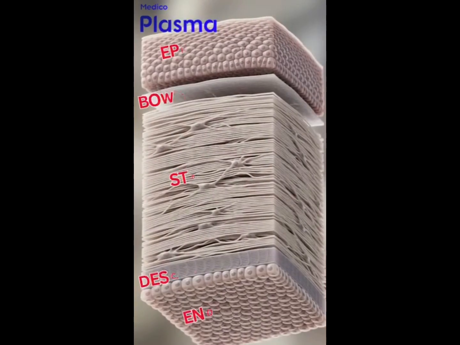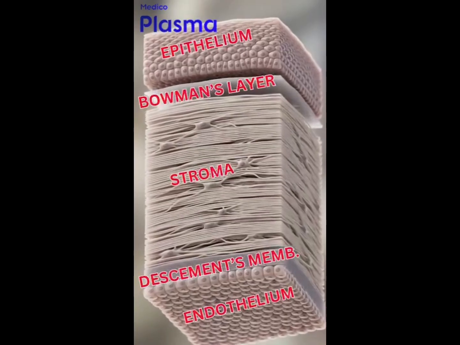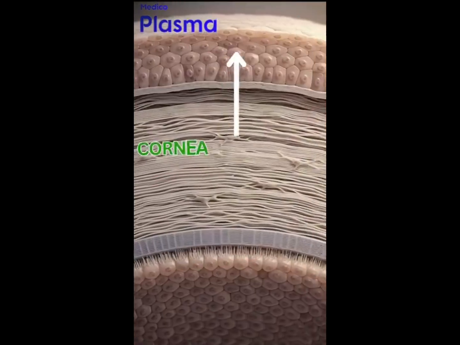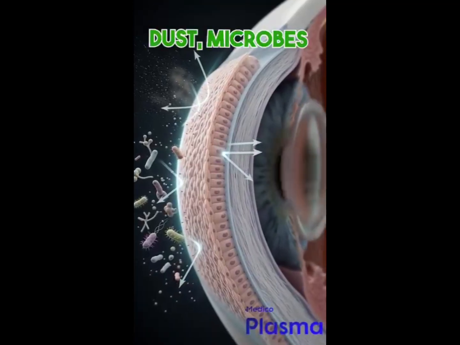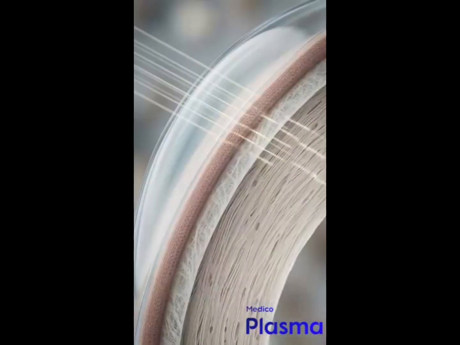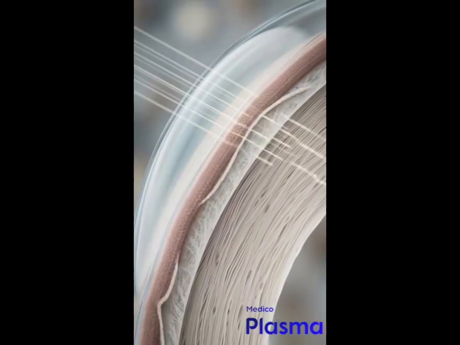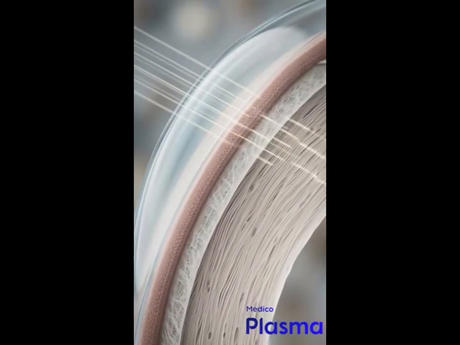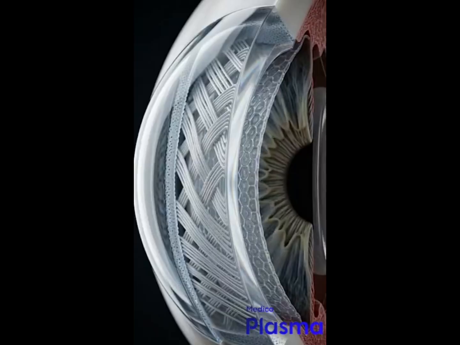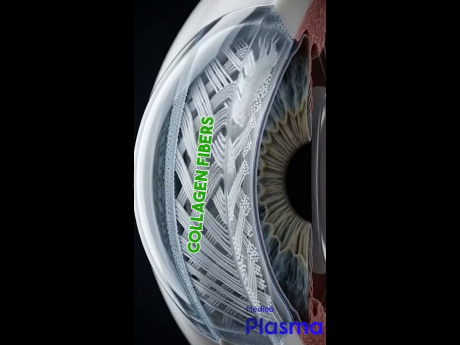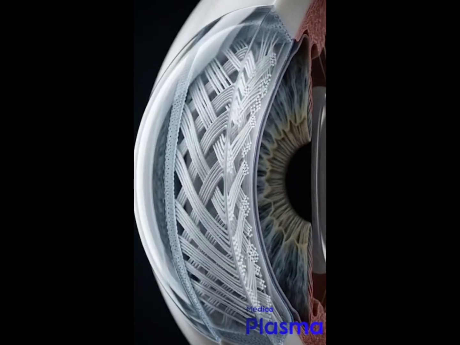Structurally, the cornea has 5 layers arranged from anterior to posterior. The corneal epithelium forms the outer barrier, protecting the eye from dust and microbes. Beneath it lies Bowman's layer, providing structural support to maintain the corneal curvature. The stroma, the thickest layer, contains organized collagen fibers that preserve transparency and strength.